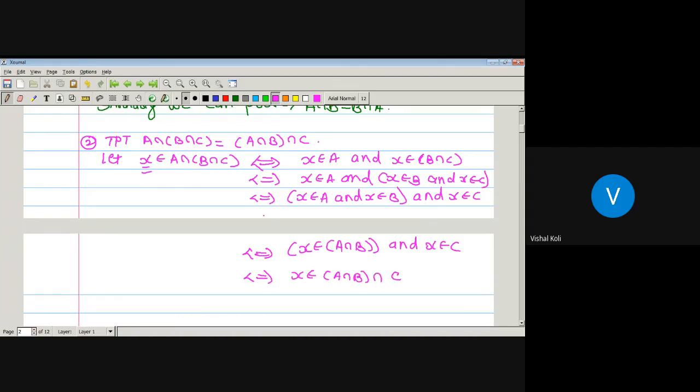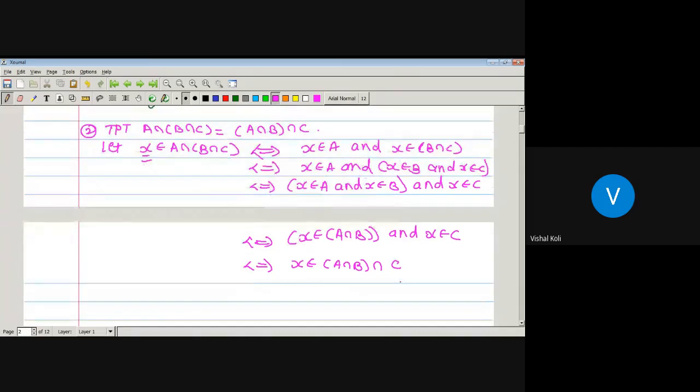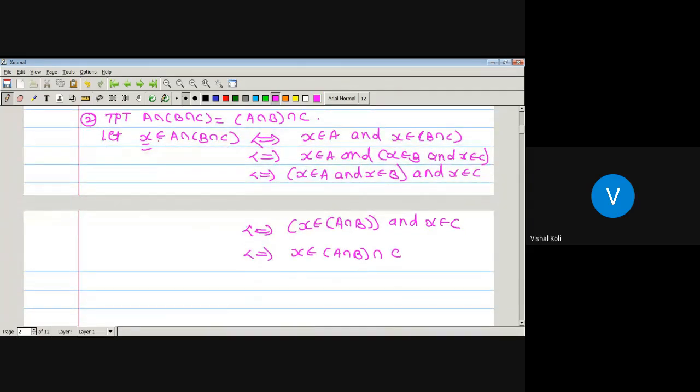So here we have taken one element x, which is a member of A intersection (B intersection C), and it is again a member of (A intersection B) intersection C. Then again, by the definition of subset, we have taken one x which is a member of this one, and we have proved x belongs to that one, which implies A intersection (B intersection C) is a subset of (A intersection B) intersection C.